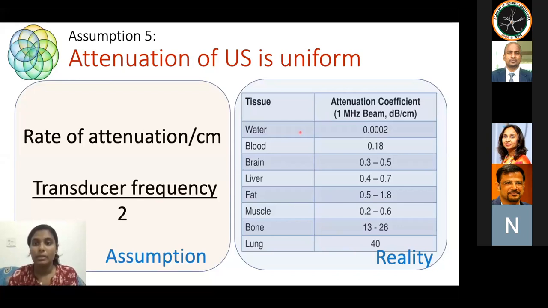The table on the right side lists the attenuation coefficient of different tissues. For the purpose of easy explanation, I'll take muscle and bone. Muscle has a very low attenuation coefficient of 0.2 to 0.6 compared to bone, that is 13 to 26 decibel per centimeter. When the tissue with low and high coefficient meets, most of the echoes will get reflected back to the transducer and a strong echogenic image is generated.